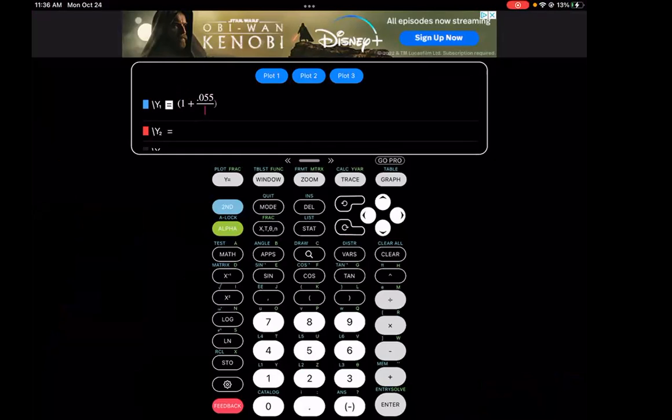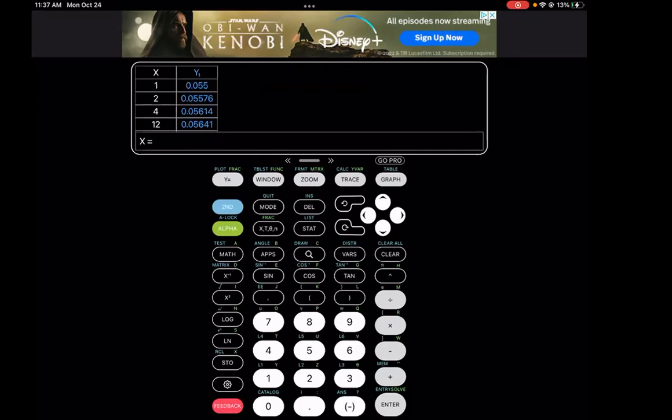N is X, because N is going to change. I'm just going to put X. To the N, to the X, oops, no, raised to the X, not times. Minus 1, and then go down, minus 1. Everybody have that? And then go to tables, second graph the table.